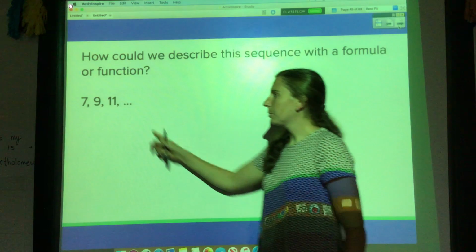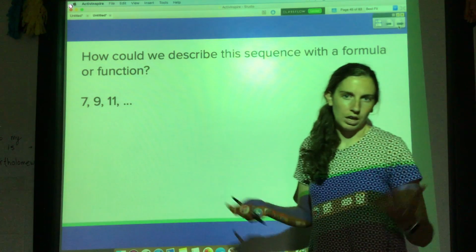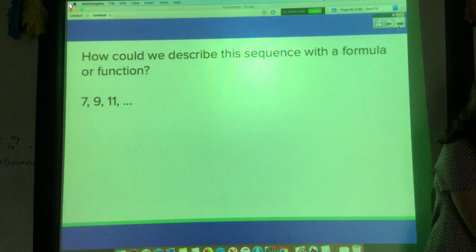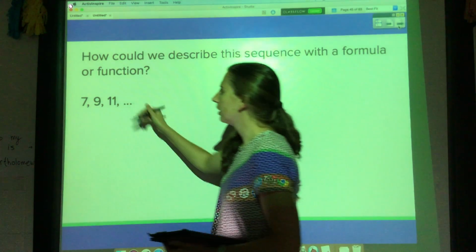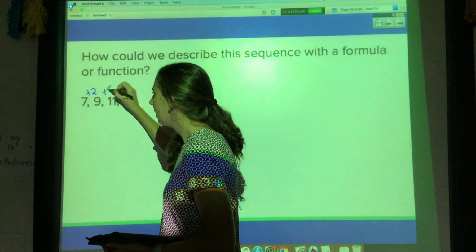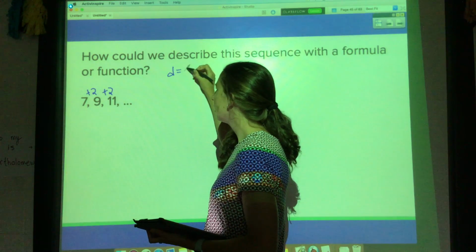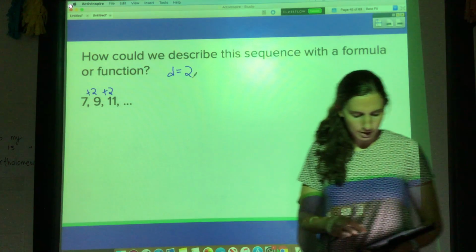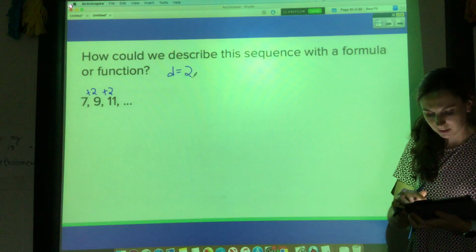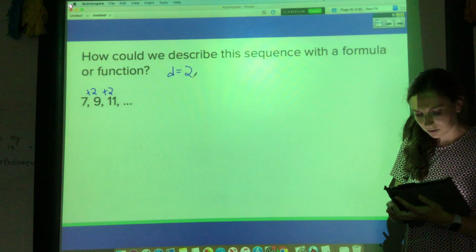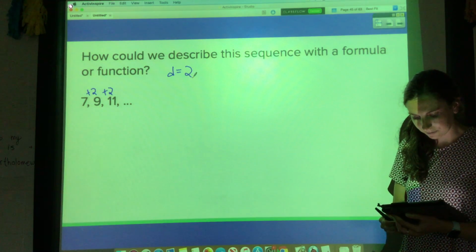So how can I describe this particular sequence with a formula or a function? It starts with 7, and then notice that we're adding 2 each time. So the common difference is 2. It is an arithmetic sequence. All right, so go ahead and think about that for a second.